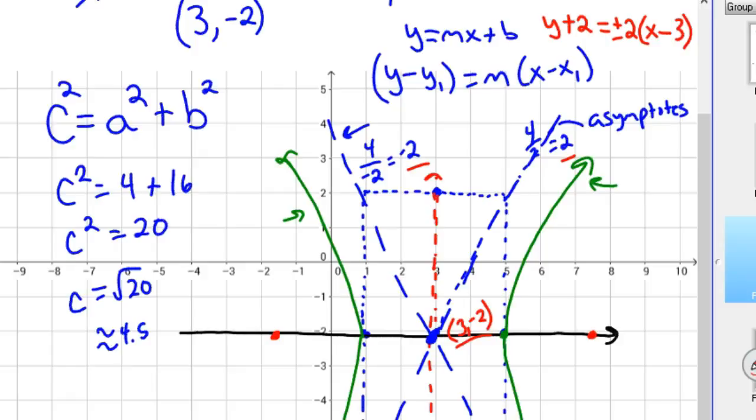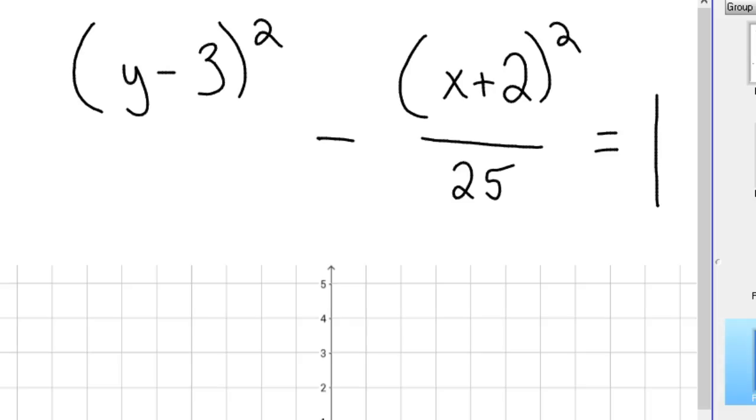And you could distribute that and find the point slope form, or the slope intercept form of the equation, but for now that's going to be good enough. So it's y plus 2 equals plus or minus 2 times the quantity x minus 3. So those are your equations of your asymptotes. So go ahead and give it a try on this equation, and I'll go through this much quicker. So hit pause, try it, and here we go.